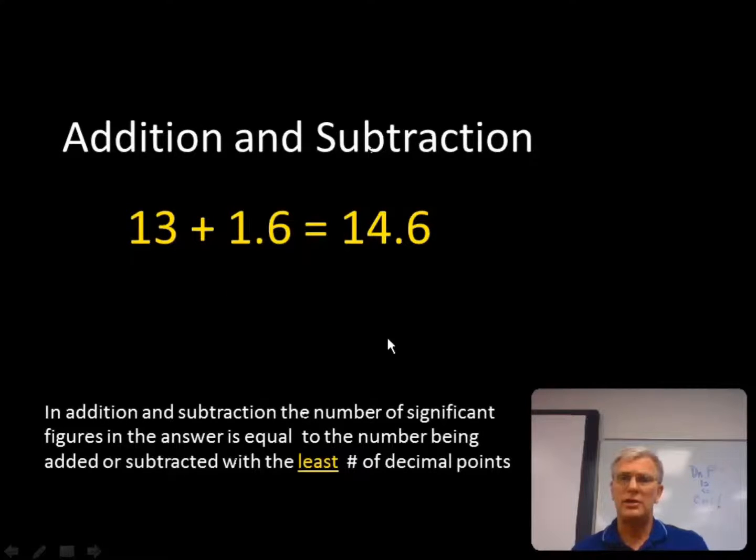Now in addition and subtraction, it's just a little bit different. You would just stack your numbers up and align your decimal places, and your answer would be based on the number that had the least number of decimal points in the problem. Well, 13 has 0 decimal points, 1.6 has 1 decimal point, so our answer would need to have 0 decimal points. So 14.6 would need to be changed. We'll round that to a number that has 0 decimal points, and so that would be 15, of course. That would be the correct answer, 15.